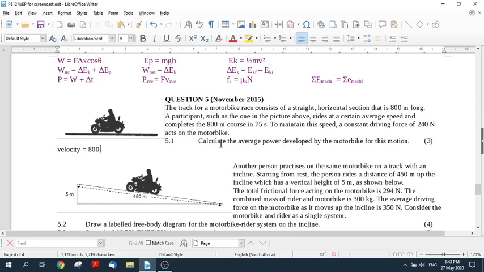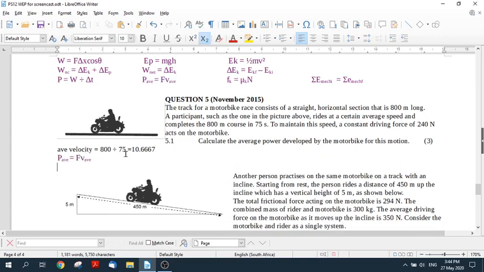So it's 800. Remember, I'm using divide for over, divided by 75. So his average velocity is going to be the total distance he traveled divided by the time. And so you end up with 10,6667. That'll be his average velocity. And then you just need to use this formula that P average equals F V average. So then the P is going to be there.